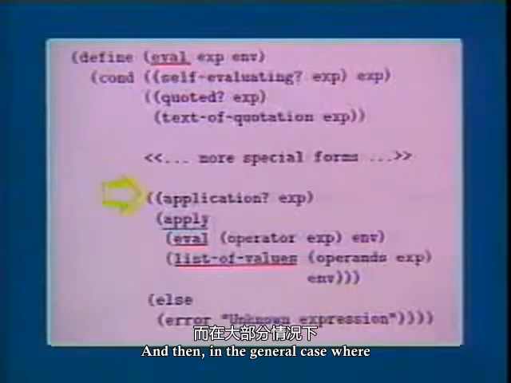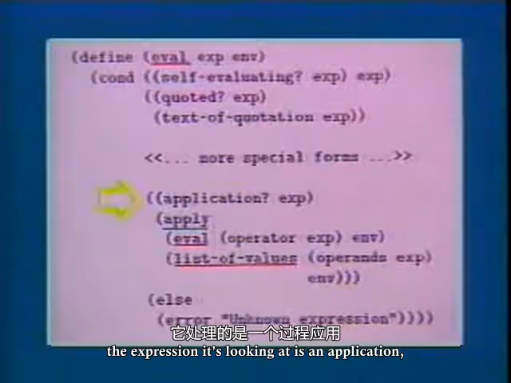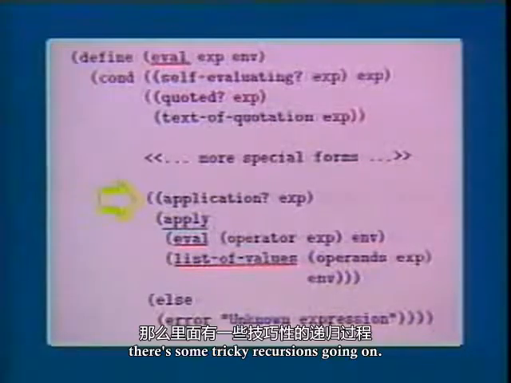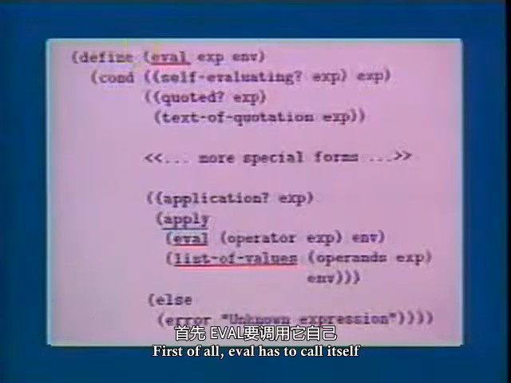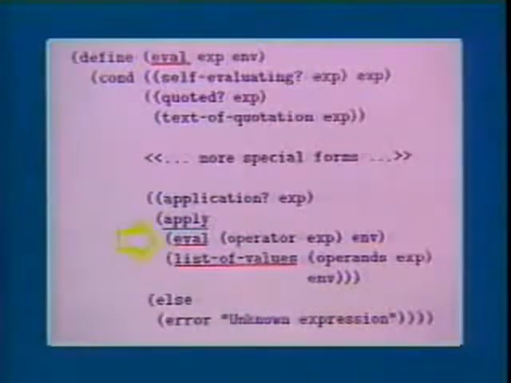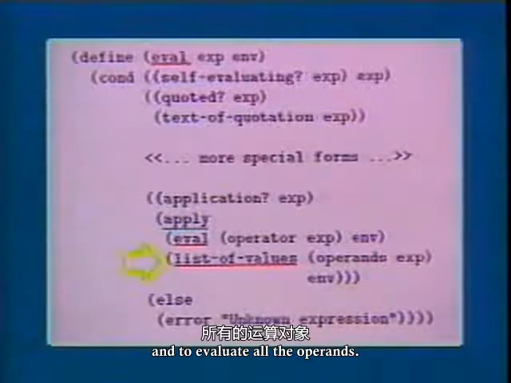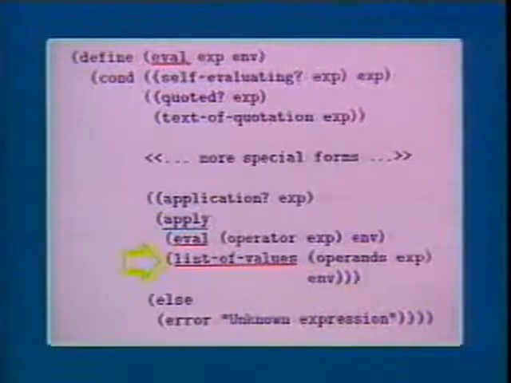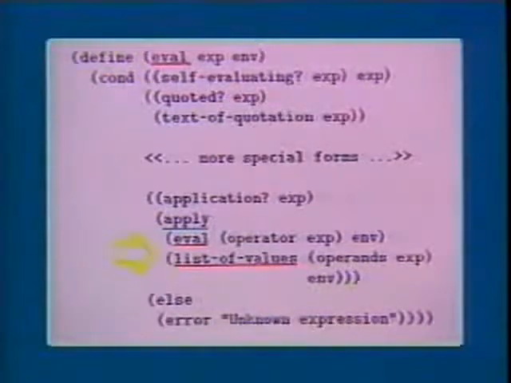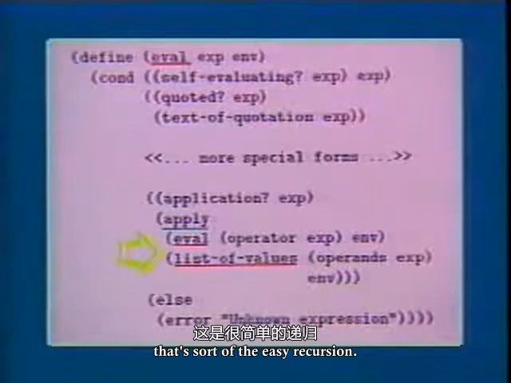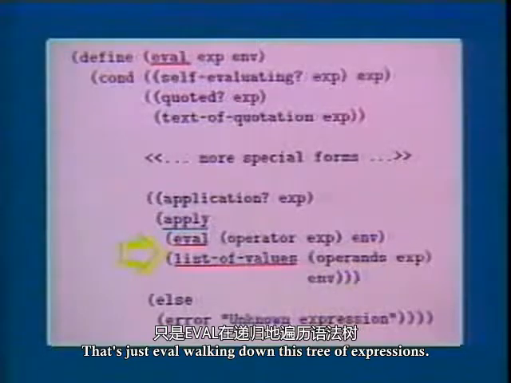And then in the general case where the expression it's looking at is an application, there's some tricky recursions going on. First of all, eval has to call itself both to evaluate the operator and to evaluate all the operands. So there's this sort of red recursion. Eval is walking down the tree. That's sort of the easy recursion. That's just eval walking down this tree of expressions.